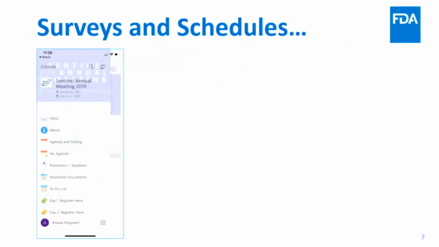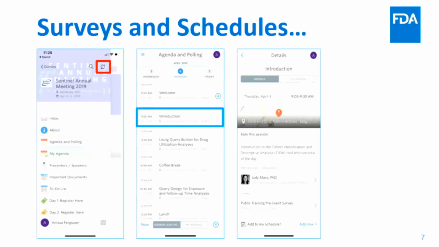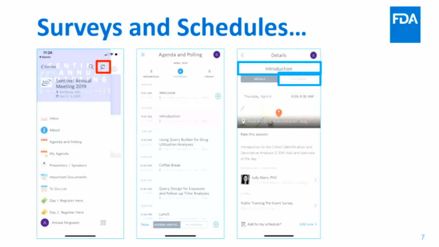So now I'm going to walk you through, once you get inside, this looks very similar to what I just showed you, but once again, you get to see that refresh button and also the agenda and polling. I'm just going to use this as an example of what it will look like. You'll open up and you'll see today's agenda. As you drill down, if you go into the introduction, you'll also see the speaker. And you also have an opportunity to do discussion.